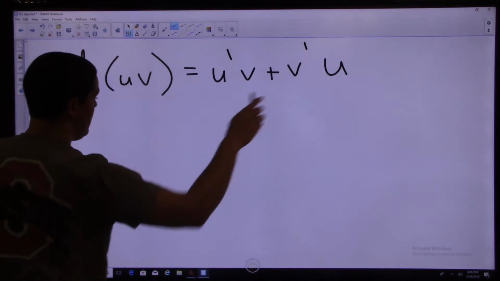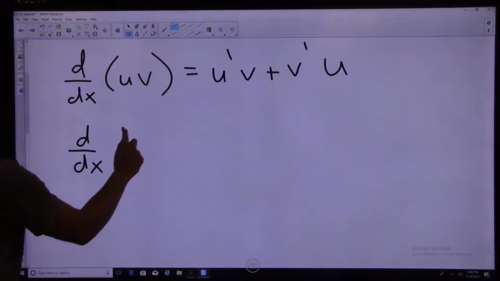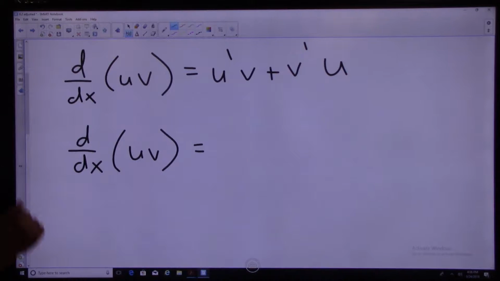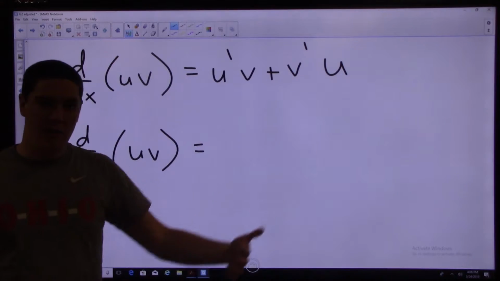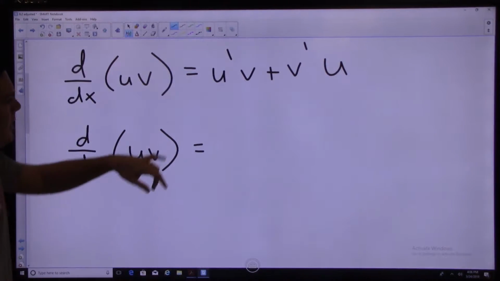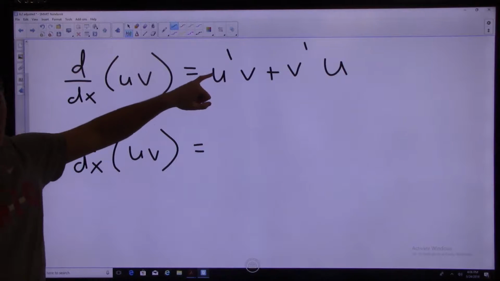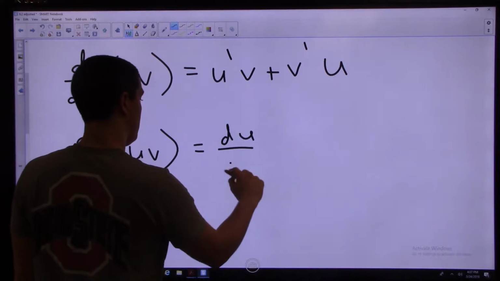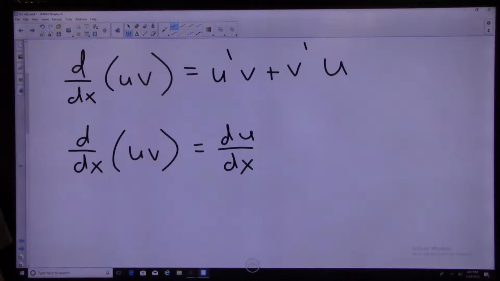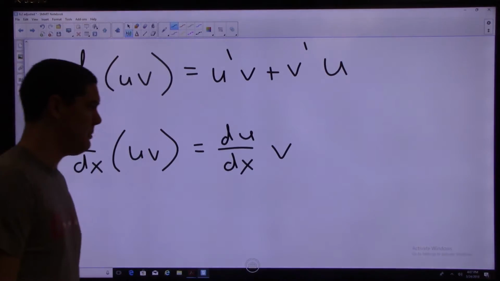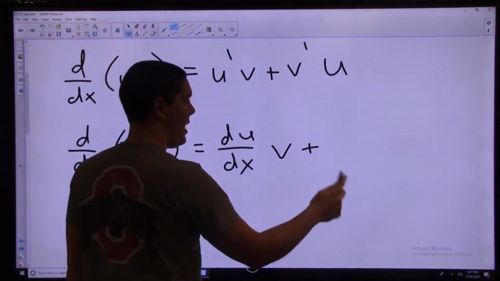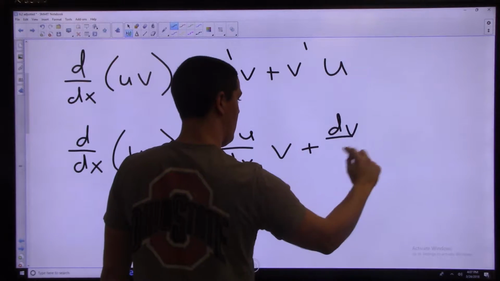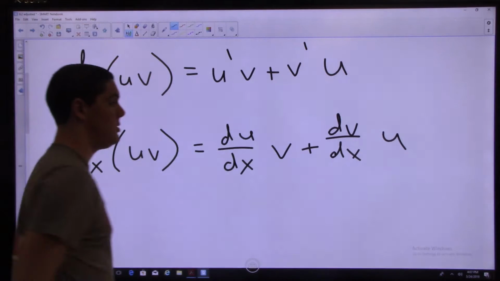So what if I took this and I rewrote it in a different notation? I'm going to keep everything over here on the left side the same, but instead of those primes, let's say we wanted to write it in Leibniz notation. Now, if you remember Leibniz notation, it's when we talk about dy over dx, all the d over dx's, all that stuff. So instead of writing u prime, that's the same thing as the derivative of u with respect to x. Okay, so it's going to be du over dx. That's how we can rewrite that. It's just different notation there. I'm going to leave v alone, so times v, plus v prime, we can rewrite it as the derivative of v with respect to x, so it's going to be dv over dx. And we still have this times u.